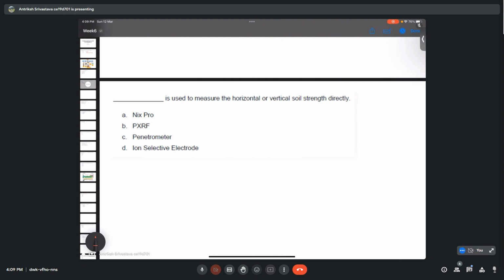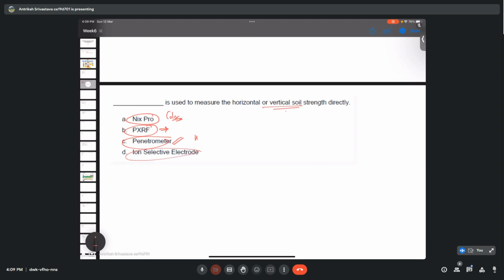Okay, so, oh yeah, no, it's not A, not B. Abhishek has said correctly. It is C. So we just saw this Nix Pro in the PPT. Also, we saw that it is for the color. PXRF was, yes, yeah, Prachi. So it is C because we saw that the penetrometer was the horizontal and vertical strength above.